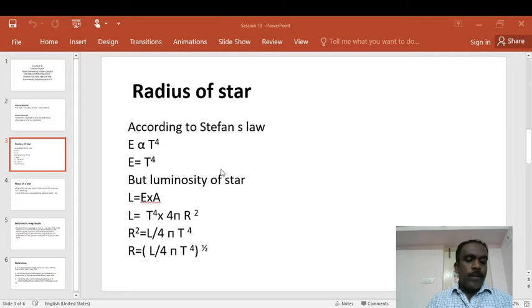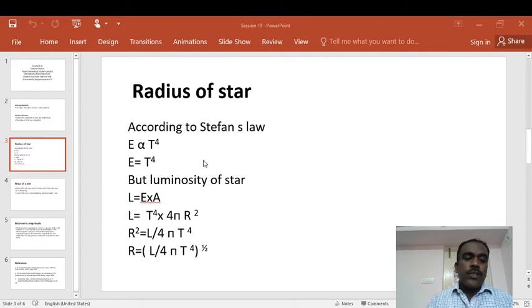But what is E? E is sigma T to the power of 4, so we substitute it. So L is equal to sigma T to the power of 4 into 4 pi r square. Do you understand? The radius of the star can be calculated using Stefan's law. By using Stefan's law, the energy radiated per second per unit area is sigma T to the power of 4, and the luminosity of the star can be calculated.